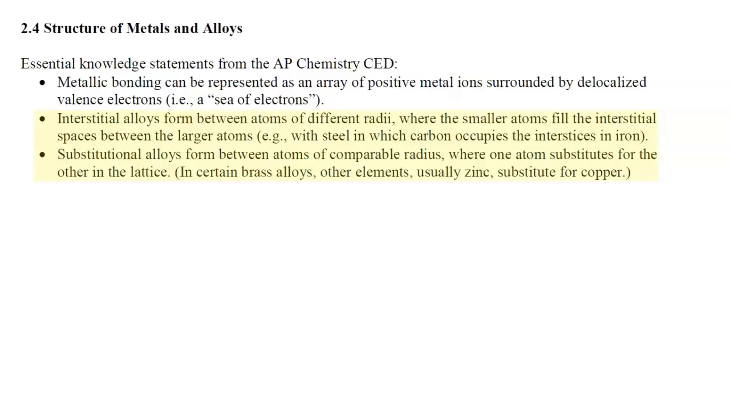So I'll remind you of the information from the AP Chemistry course and exam description for topic 2.4, structure of metals and alloys. The 2 types of alloys that you need to be familiar with are interstitial alloys, which form between atoms of different radii, where the smaller atoms fill the interstitial spaces between the larger atoms. The other type is a substitutional alloy, which forms between atoms of comparable radius, where one atom substitutes for the other in the lattice.